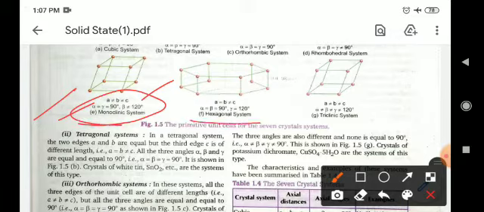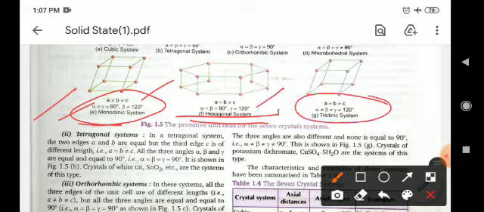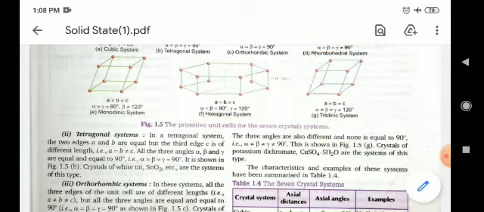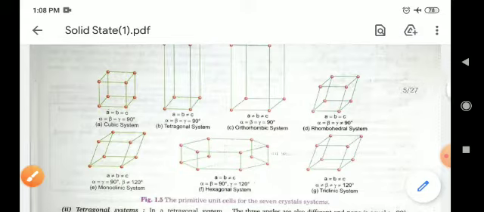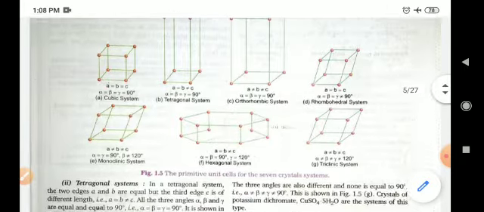Next, the hexagonal system, in which a equals b but not equal to c, and the angles alpha equals beta equals 90 degrees and gamma will be 120 degrees. And this is the triclinic system, in which all the edges will be different and all the angles will also be different. So these are the 7 crystal systems, which are divided into a total of 14 Bravais lattices.